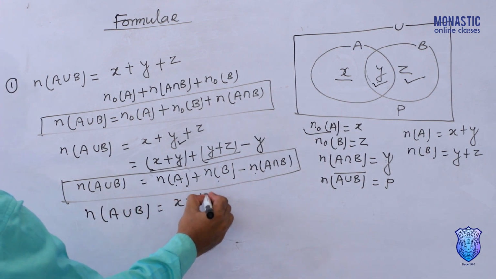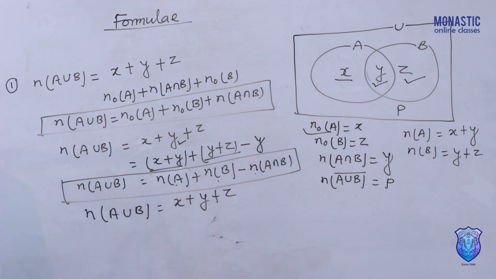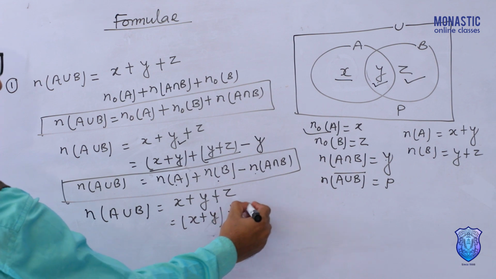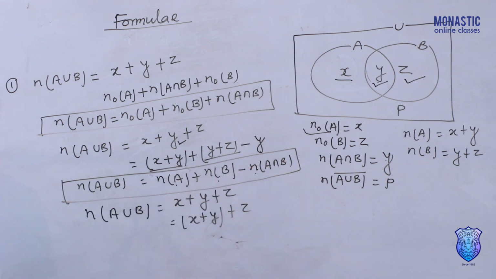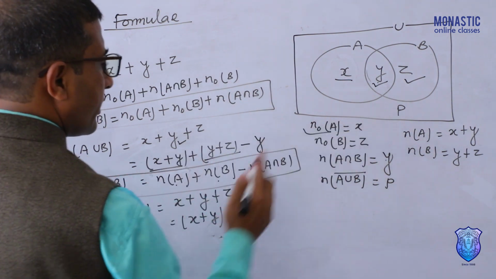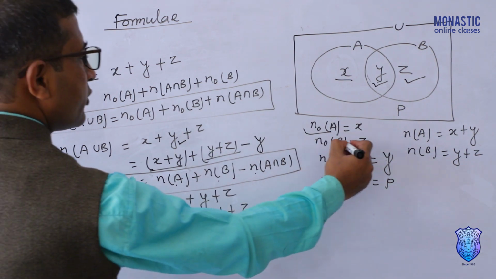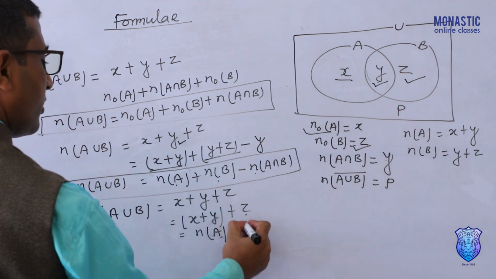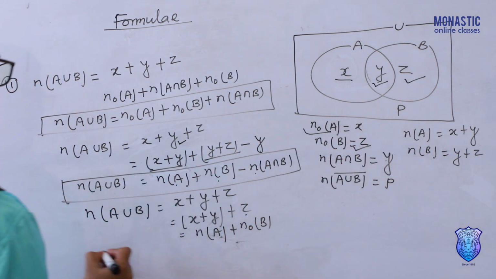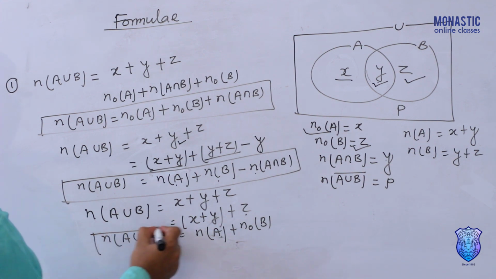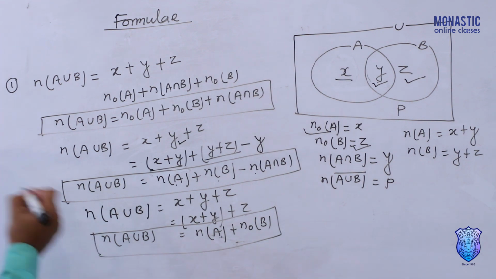Now, again we can write this as x plus y plus z. We have grouped this. What does x plus y represent? Number of A, and z represents number of only B. So we have the third formula: number of A union B is number of A plus number of only B.